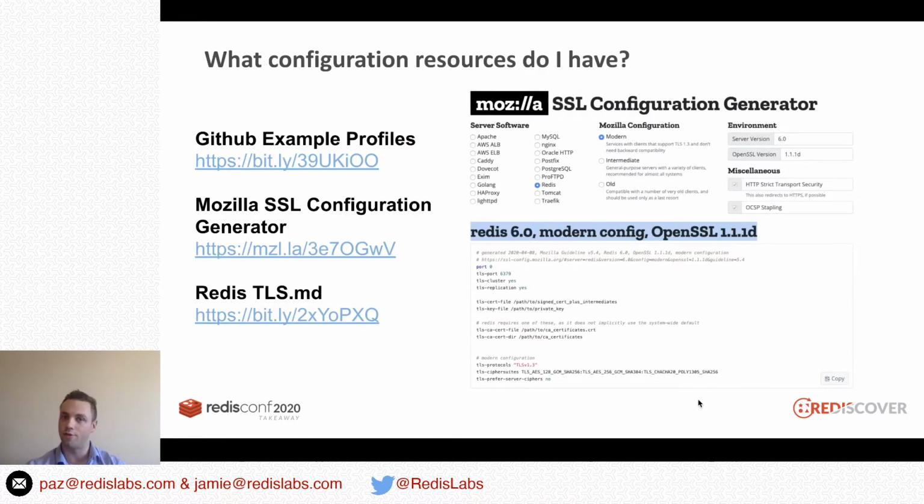But what configuration resources do you have? Well, we've created a couple GitHub examples that you can see here, and we've submitted a pull request to the Mozilla SSL configuration generator. This is used by many security professionals to highlight and deploy TLS at scale. And it also helps those who don't understand complex TLS configurations to do this simply. Redis also comes with a TLS markdown file, and this is something that helps us deploy TLS when we don't know how.